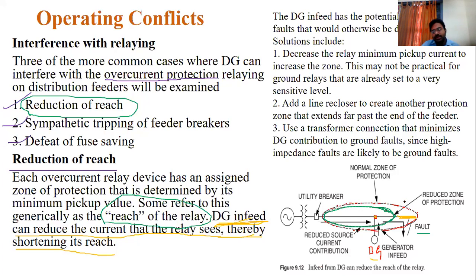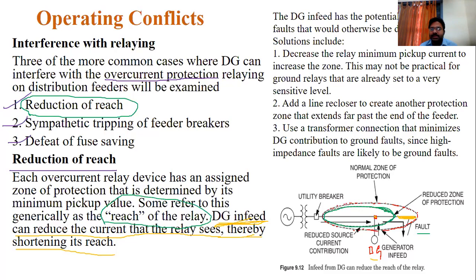So how to overcome this problem? How to overcome this reduction of reach? Nothing but how to overcome this relay detection problem. Okay, so we have some solutions. We have three different types of solutions.